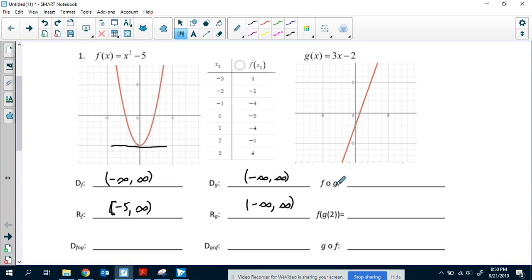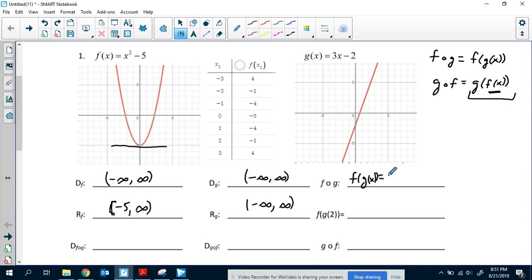As we look at f of g, one thing that I want to make clear is that f little o g is the same thing as f of g of x. Likewise, g little o f is the same as g of f of x. We do the inside first, and then we do the outside. It's kind of like moving from inside to out. So when we look at this, we're doing f of g of x.